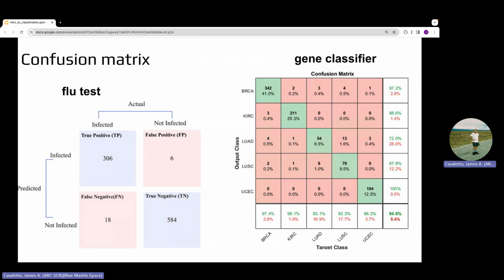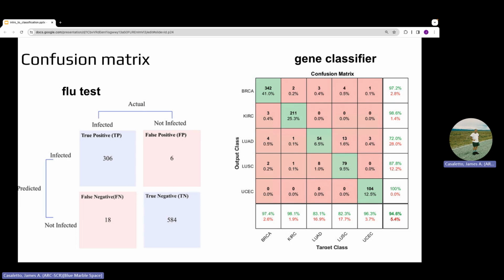Another way to evaluate a classification model is by using a confusion matrix. The confusion matrix on the left is for binary classification, when there's only positive and negative. Suppose you've designed a flu test. A true positive is a diagnosis of a person having the flu when they really do have the flu, and a true negative is a diagnosis of a person being healthy when they really are healthy. A false positive is a diagnosis of a person having the flu when in fact they're really healthy, and a false negative is a diagnosis of a person being healthy when in fact they really had the flu.